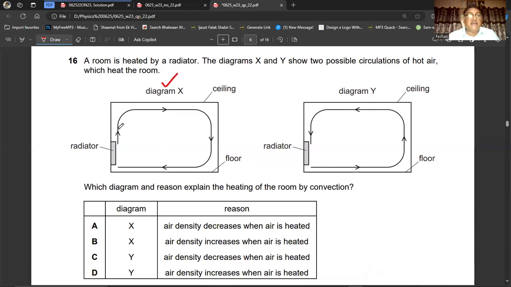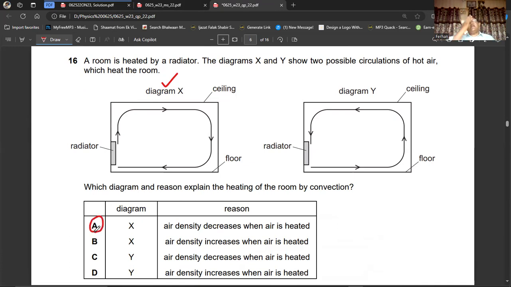And the reason is the air here will become hot and less dense, and that air will rise. So at the point in diagram X, the air density decreases when air is heated. That is right. Air density decreases when air is heated. So the X diagram is the right diagram. So I think A is the option.